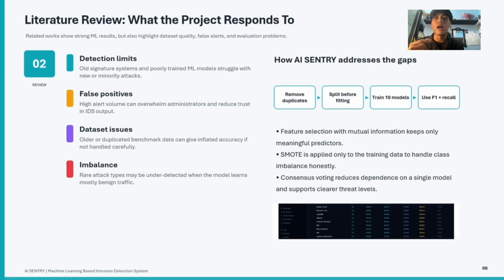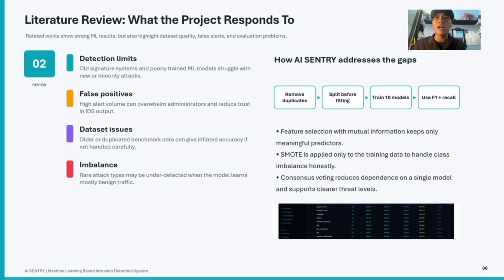The third issue is dataset quality. Older datasets may not represent modern network traffic. Even newer datasets can contain duplicated or incorrect records, which may produce misleading accuracy. The fourth issue is class imbalance. Benign traffic usually has more records compared with the attack categories. Because of this, a model may achieve higher overall accuracy but still fail to detect rare attacks.